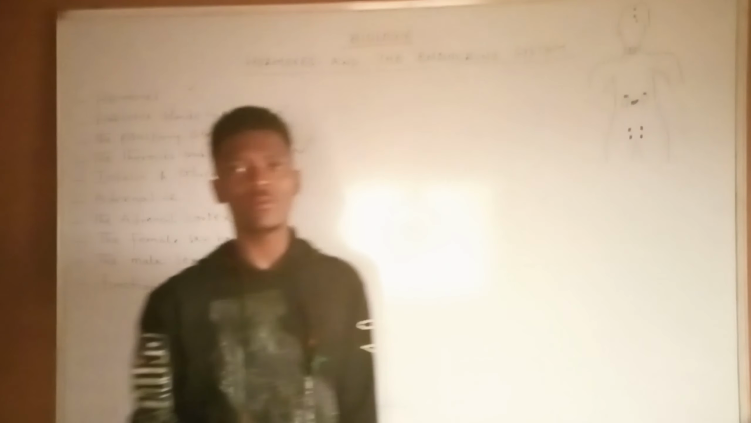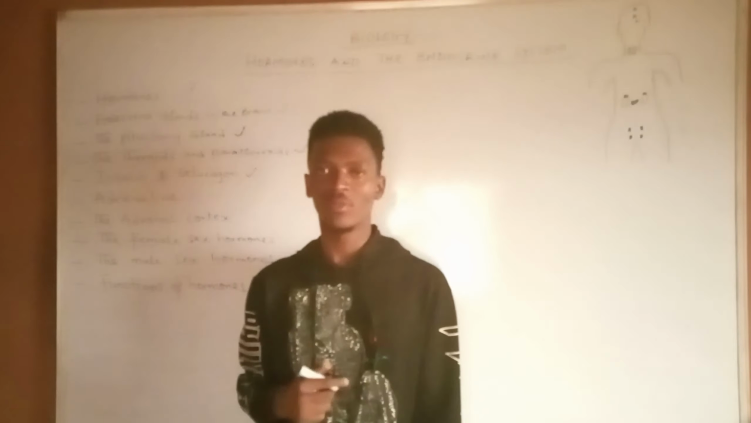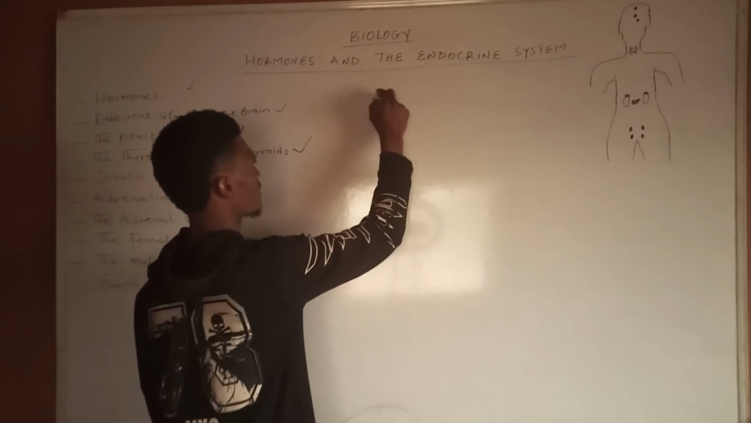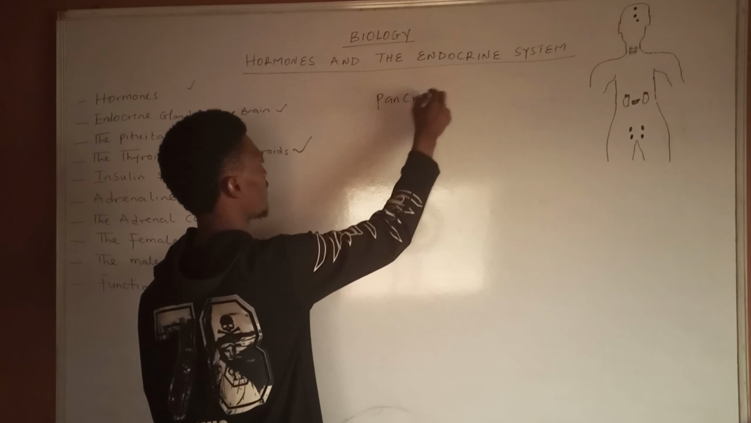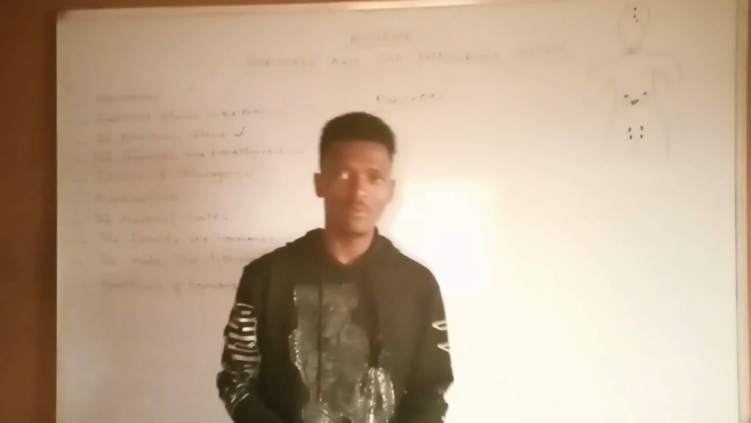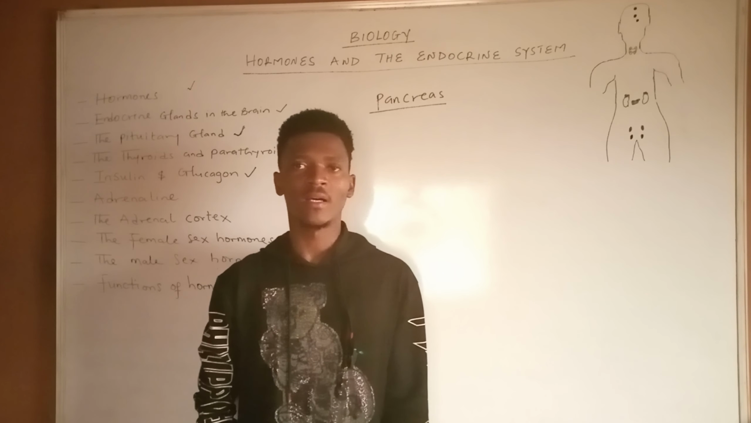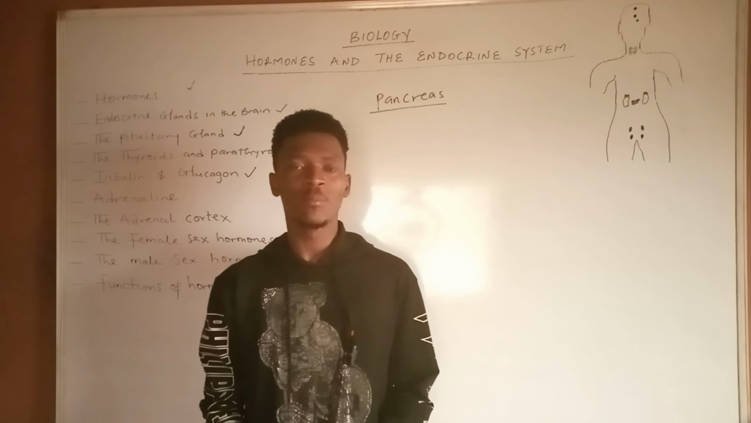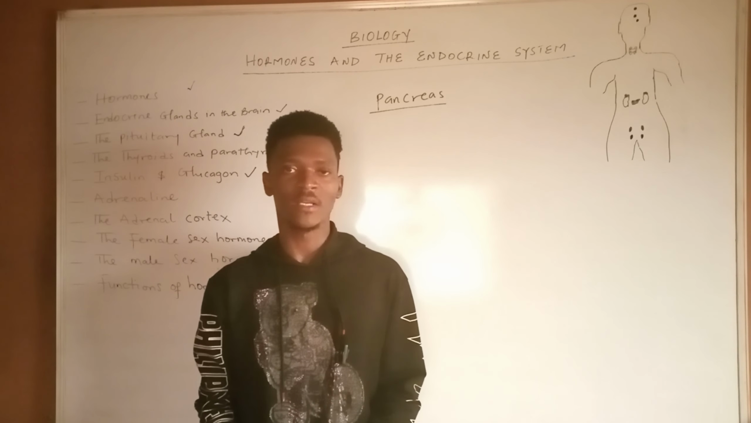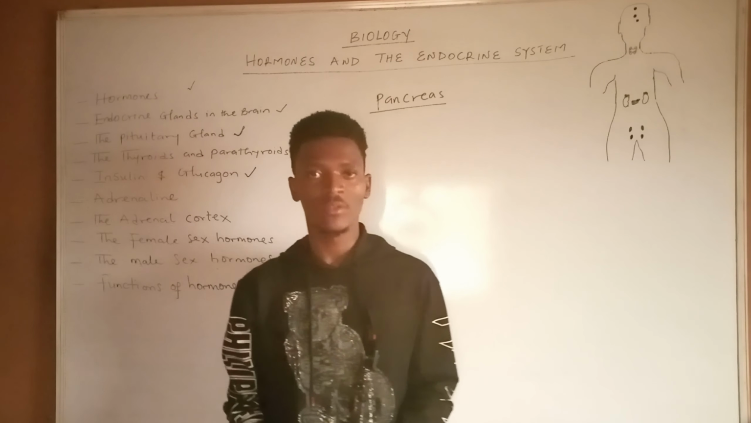Now the endocrine gland that is responsible for the secretion of insulin and glucagon is called the pancreas. The pancreas sits close to the duodenum of the small intestine, and it is involved in both digestive and endocrine functions, in that it functions as a digestive organ as well as an endocrine organ.